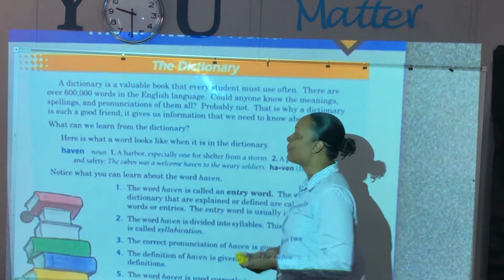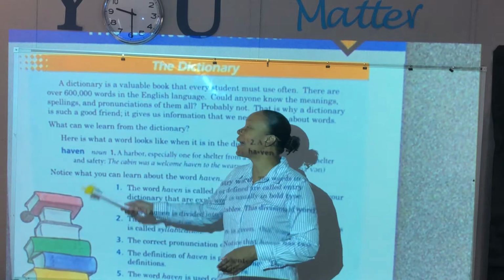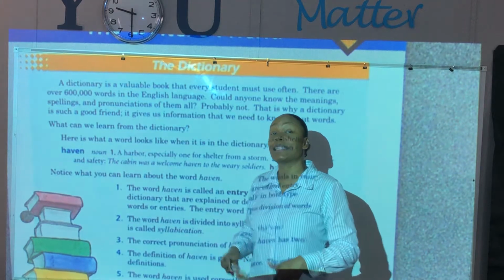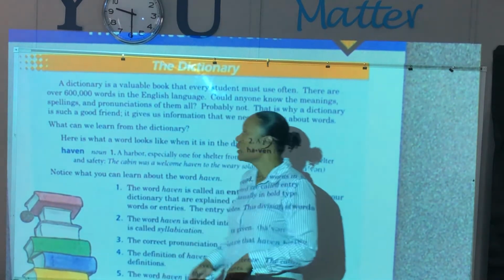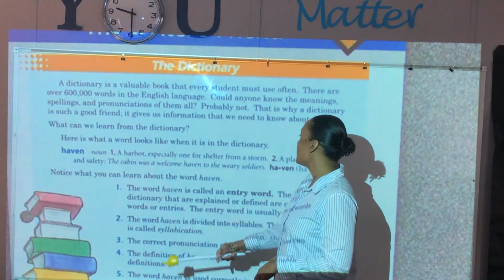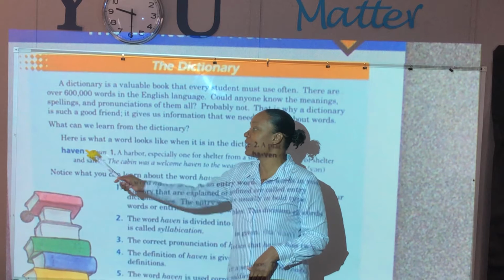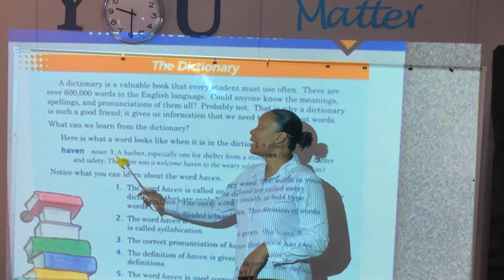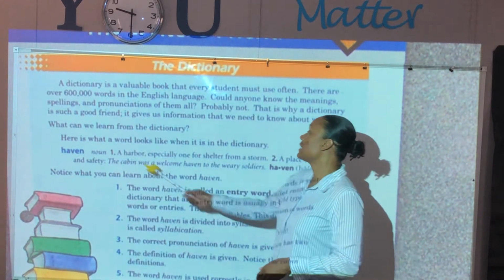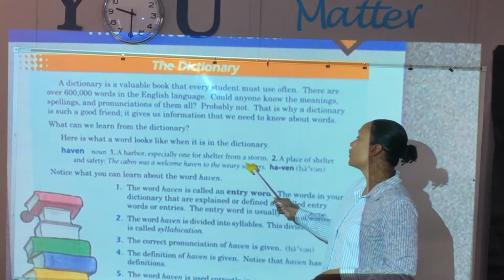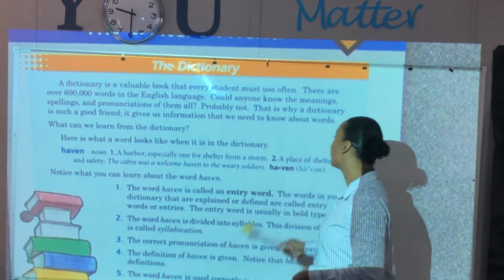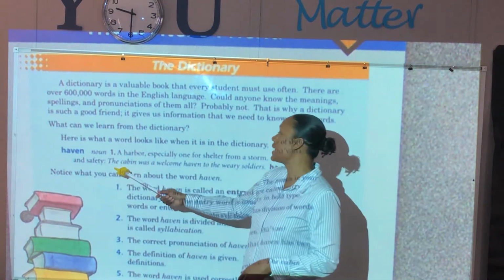So we have an example here of what we would refer to as an entry word. Okay, or you could refer to the words in the dictionary as entries. So this particular example is haven. It tells us immediately what part of speech haven is, which is a noun, based on the first definition. So if you look at the first definition, it says a harbor, especially one for shelter from a storm. However, there's a second definition as well that's provided, a place of shelter and safety.